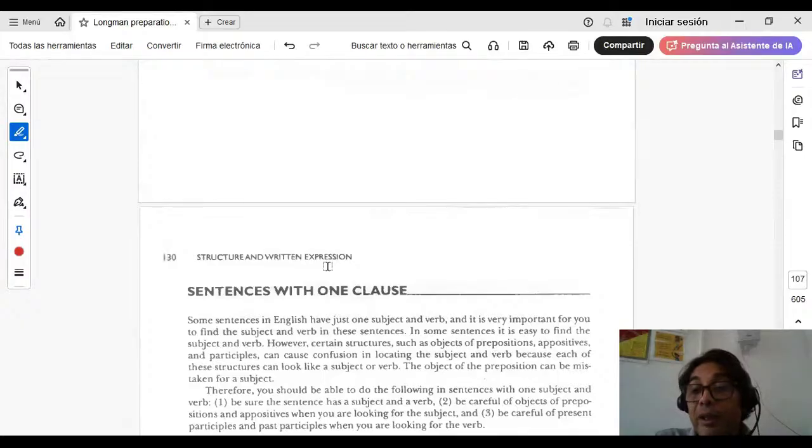Again, my mother tongue is Spanish, and if there are a few mistakes here and there, excuse me. But again, I'm here to help.